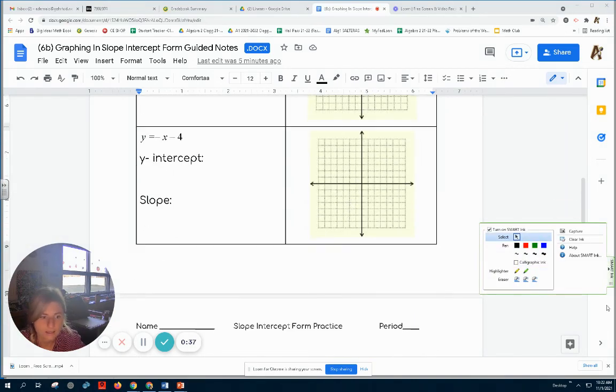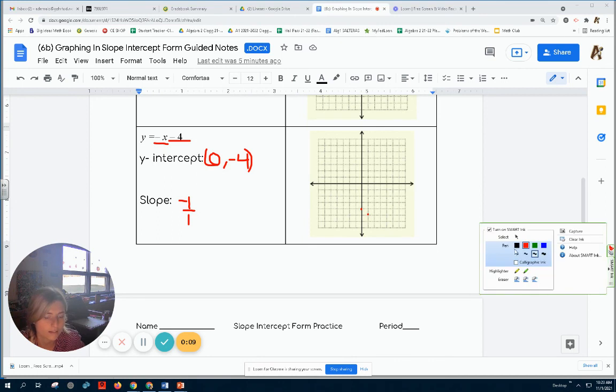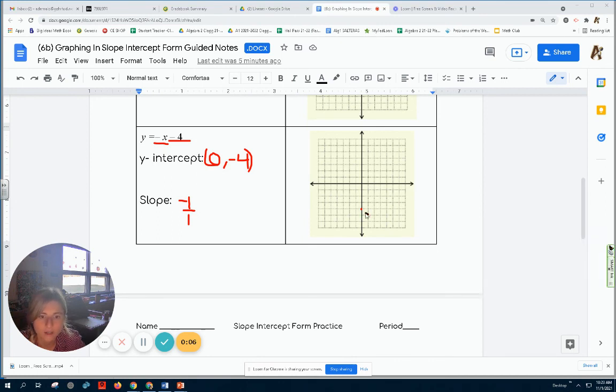All right, in this second example, let's first find our y-intercept. We have a negative 4, so we write it as (0, -4). Let's plot that. 0, 1, 2, 3, 4. Okay, we have a negative x, so that means there's a negative 1 out there. So our slope is negative 1 over 1. So we're going to go down 1 and right 1 because our denominator was positive, but our numerator was negative. And we're going to connect our lines.